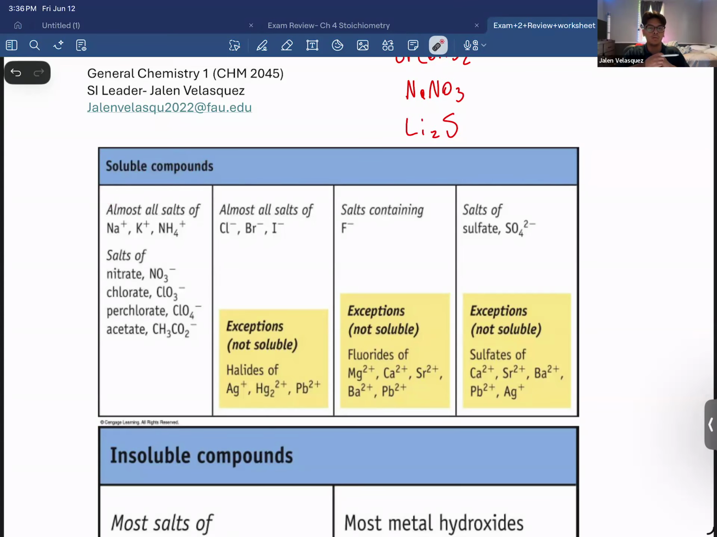And then for lithium sulfide, we look back down here with the insoluble compounds, right? Most salts of sulfide are insoluble, except if you have an alkali metal cation. We know lithium is an alkali metal cation because it's in group one. So it is an exception. It will be soluble. Okay, any questions on number seven there?